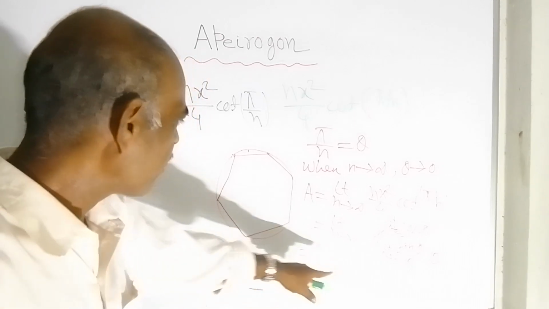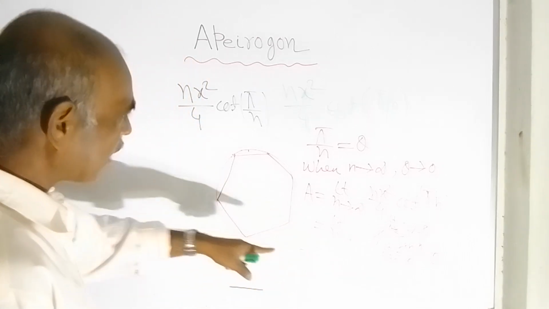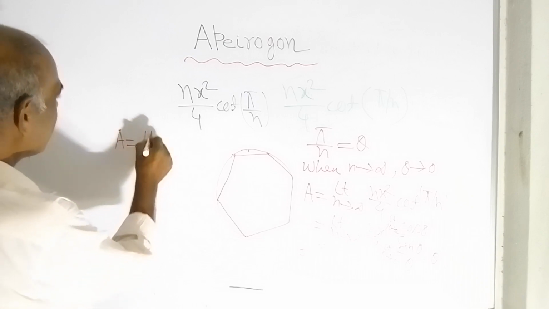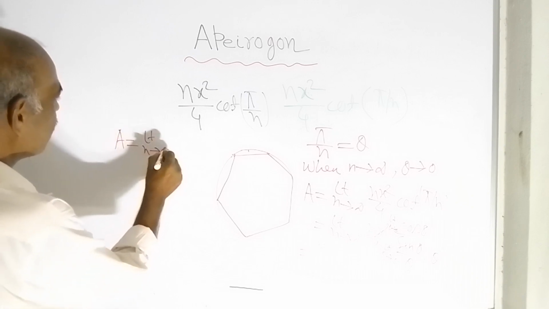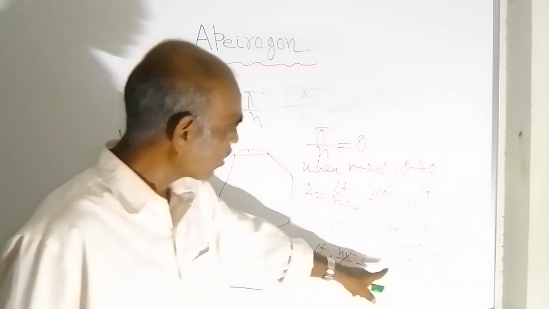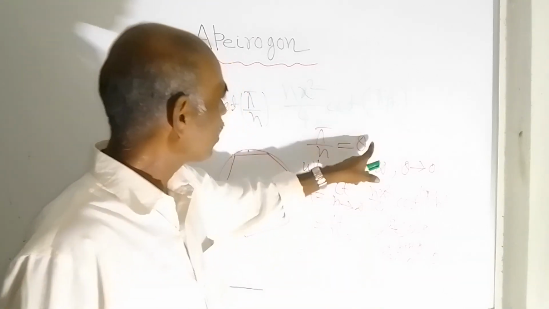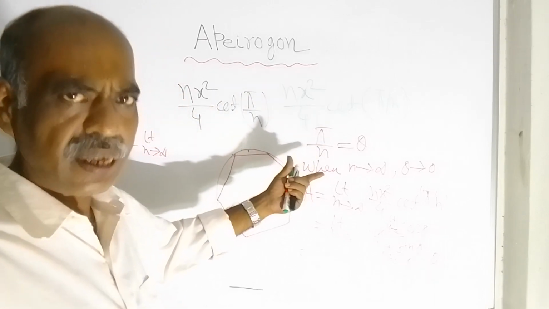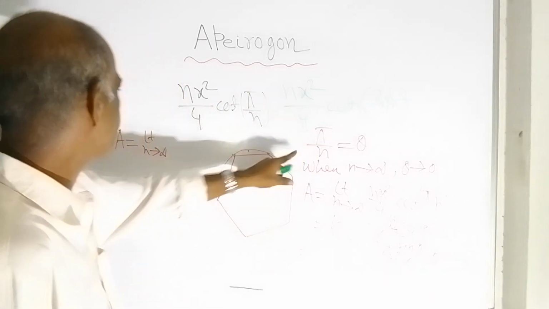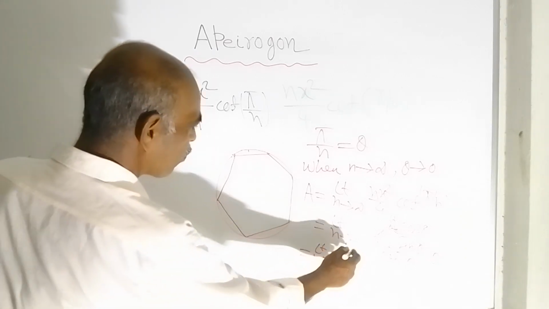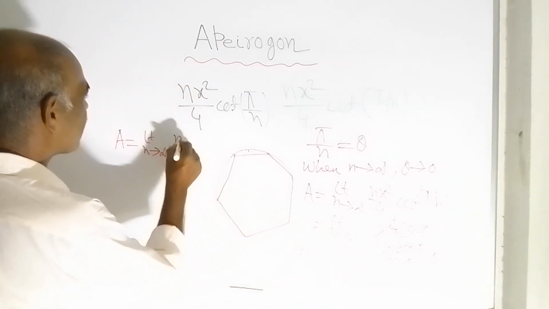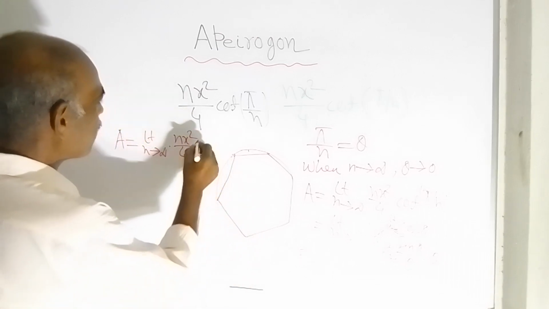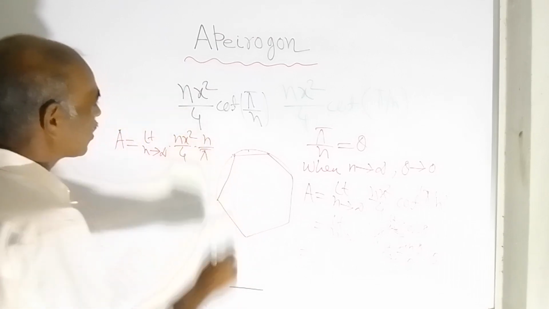Okay, now next part I am writing here. So that is equal to, means area is equal to what? Limit n tends to infinity, and this is 1 upon theta. Okay, so 1 upon theta is what? From here it is n by pi, just reciprocal of this. So nx square by 4 was there, and 1 by theta is n by pi. So n by pi, you write it here.